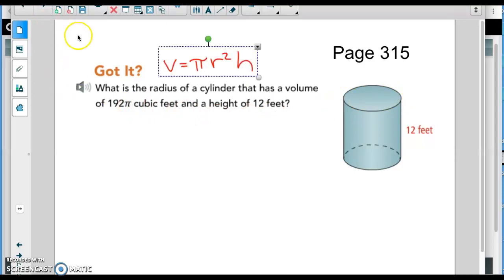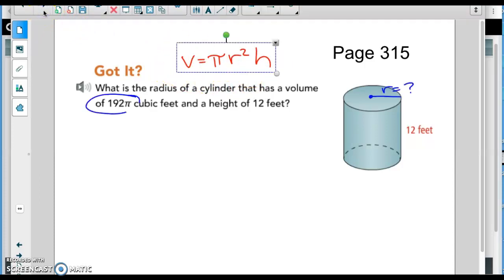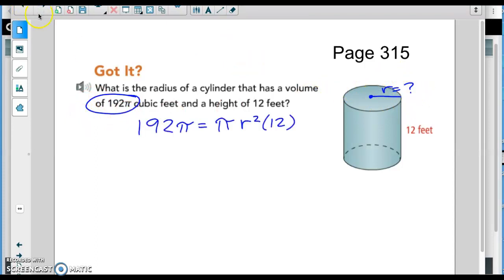So first thing we want to consider, here is our formula, V equals pi r squared h. Next, what are we given? We're given our total volume. What do we need to solve for? Our radius. I'm going to input what I know. So here's what I know. I know my volume is 192 pi. I know pi r squared h is my formula, so I'm going to show what I know. Since it's in terms of pi, I'm going to keep the pi symbol. I'm not going to try to do it in 3.14. R squared, I don't know what r is, that's what I'm trying to figure out, and I'm going to multiply it here by 12 because I know that's my height.